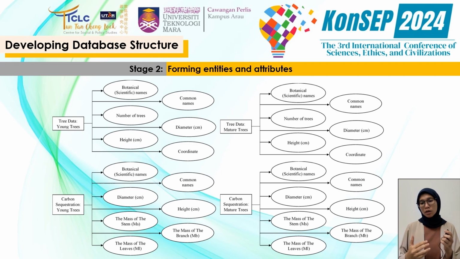Stage 2 is forming entities and attributes. The structure of the trees and carbon sequestration database requires 4 entities and their related attributes. So using the method of ERD diagram proposed by Chen can simplify transforming the entities and attributes using symbols. This method not only specifies and clarifies an illustration of data, but also assists in its processing, as shown in the figure.